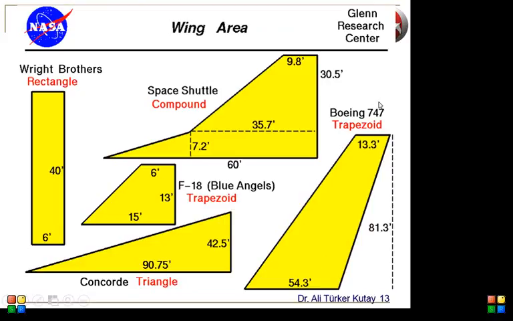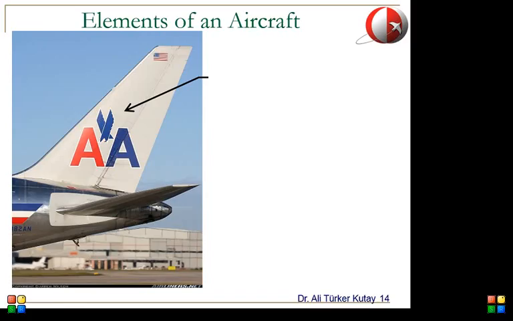So this is the Boeing 747 aircraft. It's again in the shape of a trapezoid. This is the wing of the space shuttle. It's called a compound planform because it's composed of two different geometries, as you see here. Okay, so I think this is enough about the wing planforms. So I will continue with the elements of an aircraft.